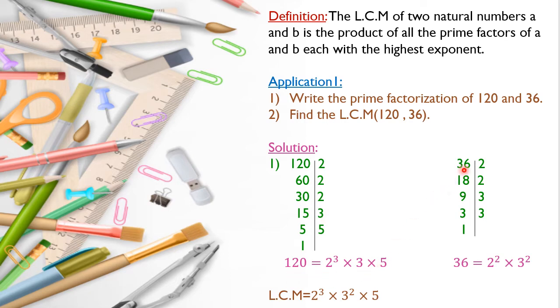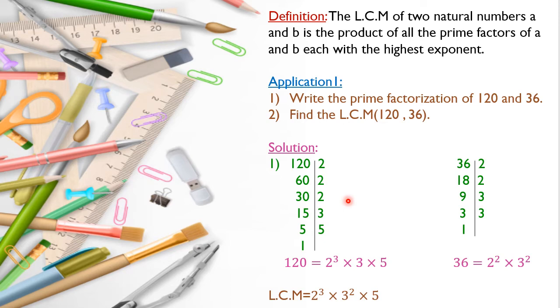نجي لل 36 divided by 2 it's 18, by 2 it's 9, by 3 it's 3, and 3 it's prime so divide it by itself, so 3 divided by 3 it's 1. Then 36 صارت 2 times 2 it's 2 square times 3 times 3 it's 3 square, so 36 equal 2 square times 3 square. Part 2. Find the LCM of 120 and 36.